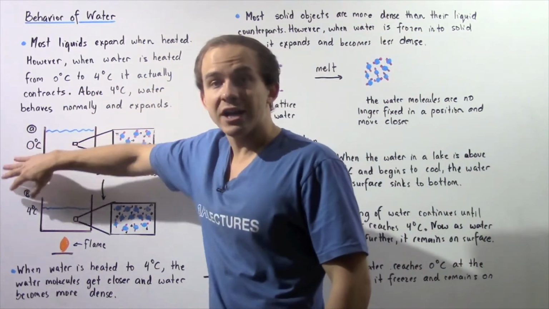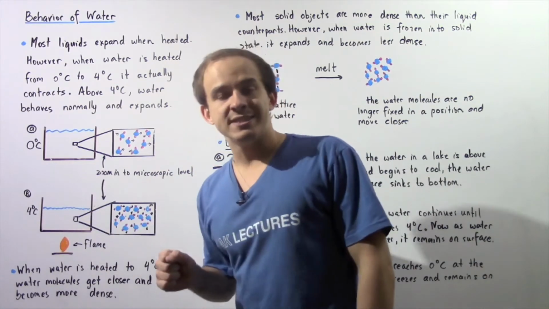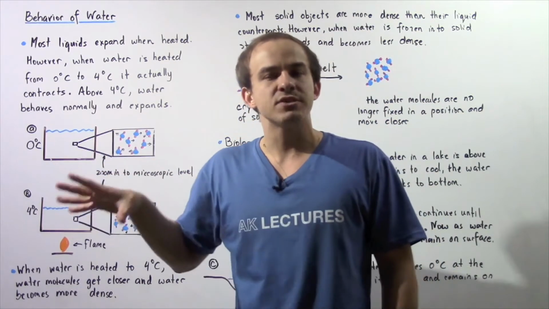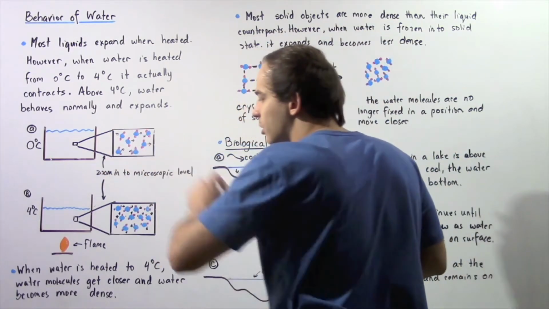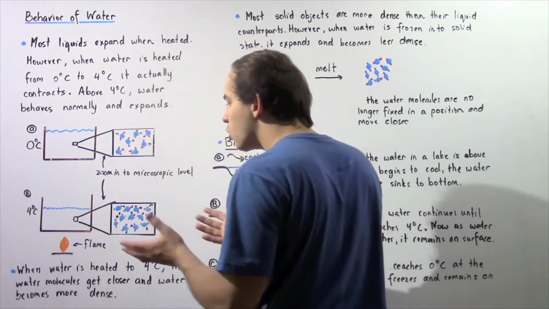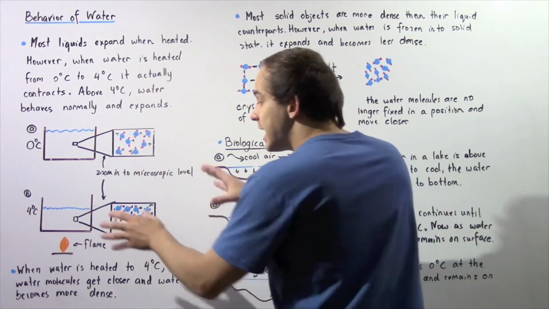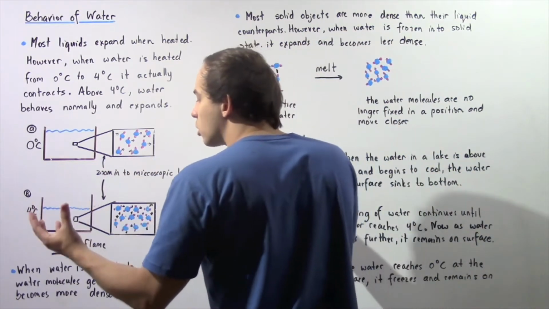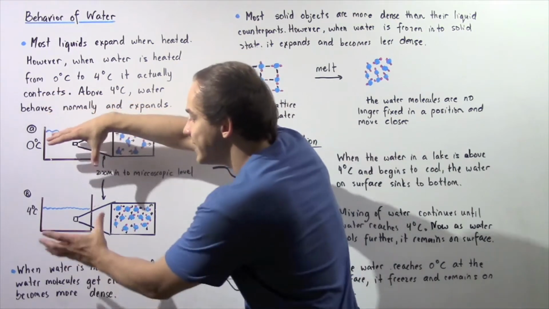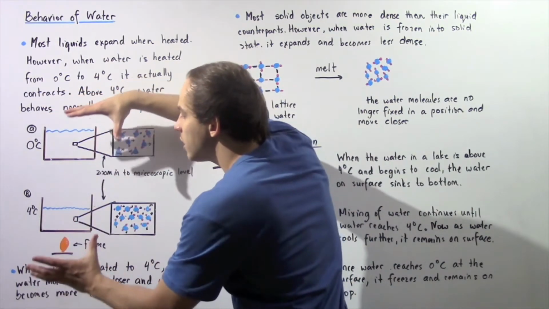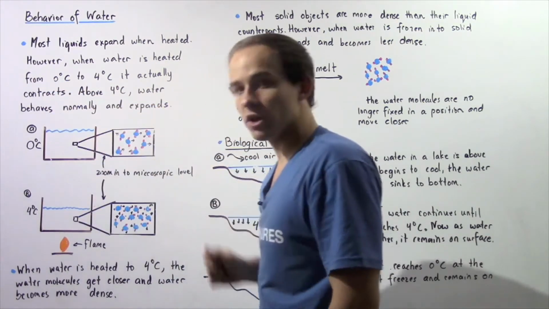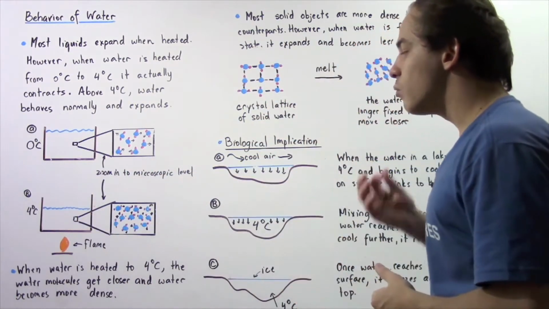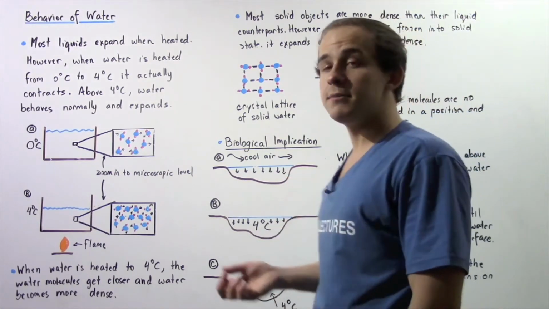Now, if we move to diagram B, if we take a flame and heat our container of water from 0 degrees Celsius to 4 degrees Celsius, and then we zoom in onto the microscopic level, we'll see that the water molecules actually move closer together. So, they're still moving about and they're vibrating, but each molecule is closer to the other molecule. And collectively, because the molecules are closer to one another, the entire volume of our water will contract. So this level will drop. It will lower. So once again, when water is heated from 0 degrees Celsius to 4 degrees Celsius, the water molecules get closer and water becomes more dense.